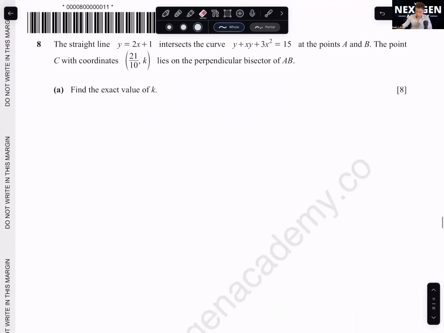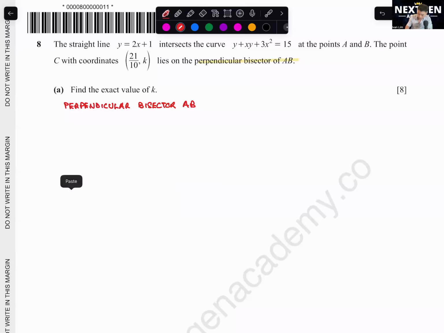Question 8. The straight line y equals 2x plus 1 intersects the curve of this equation at the points A and B. The point C with coordinates (21/10, k) lies on the perpendicular bisector of AB. Find the exact value of k. First thing that we want to find is the perpendicular bisector of AB. Before we find the perpendicular bisector, we want to find what is point A and point B first.